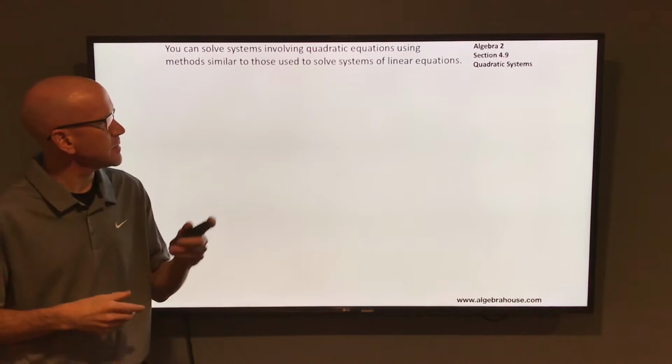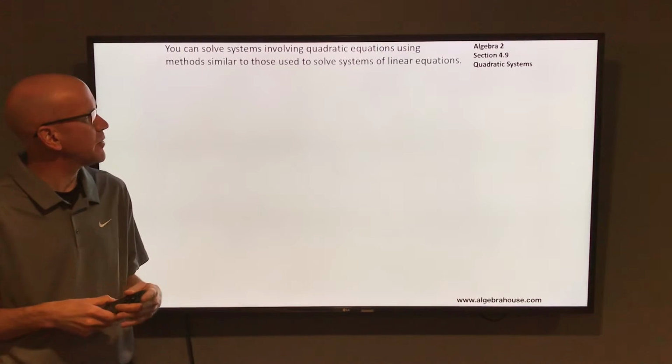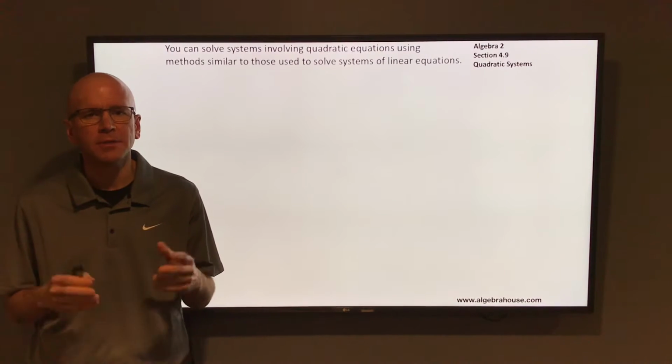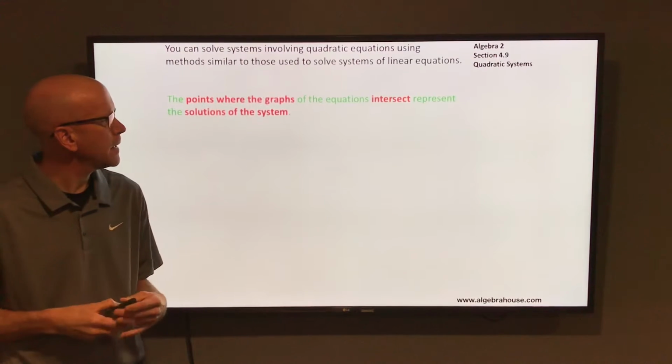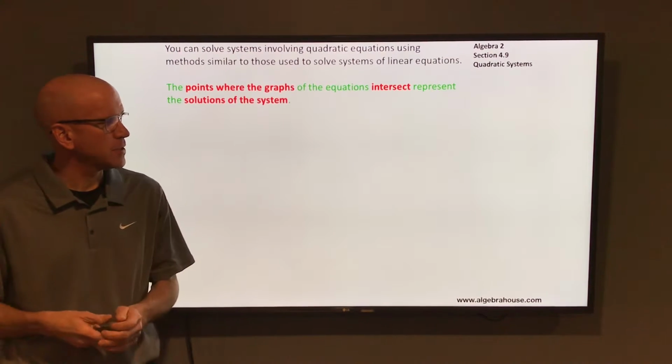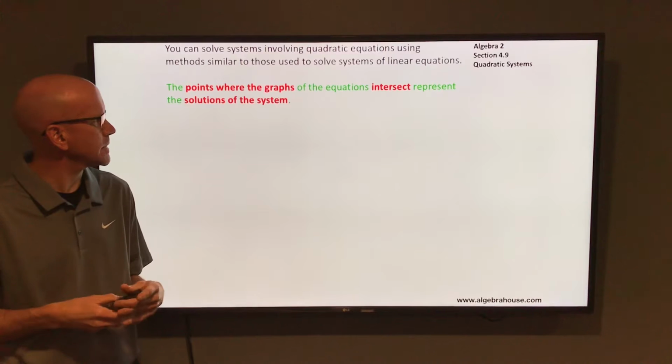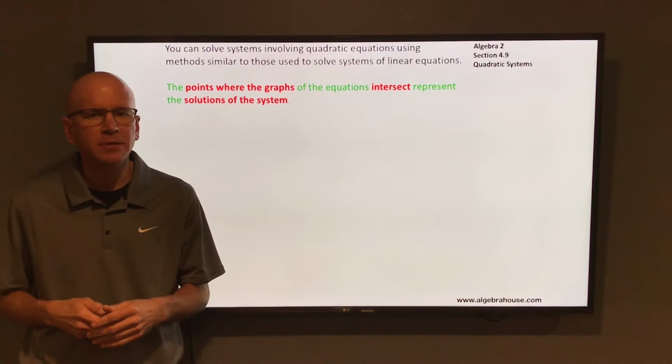You can solve systems involving quadratic equations using methods similar to those used to solve systems of linear equations. The points where the graphs of the equations intersect represent the solutions of that system.